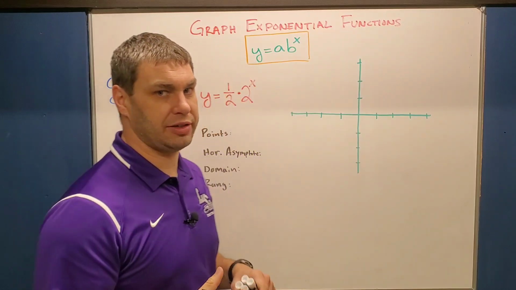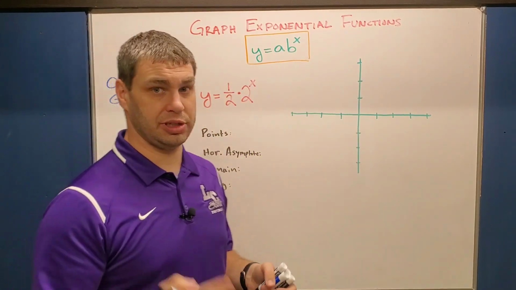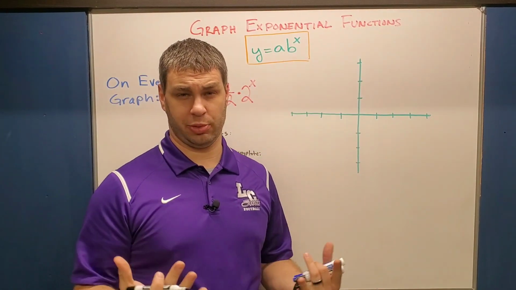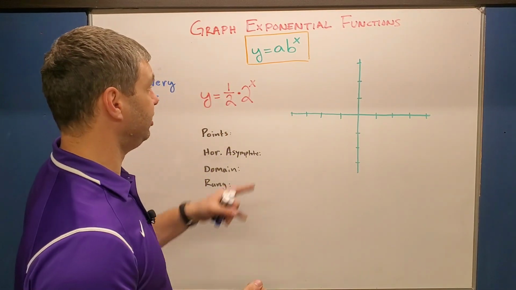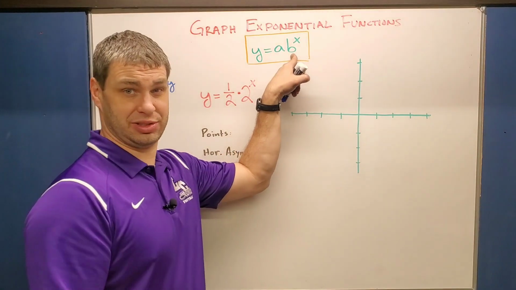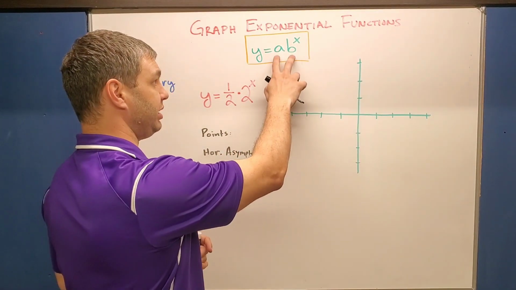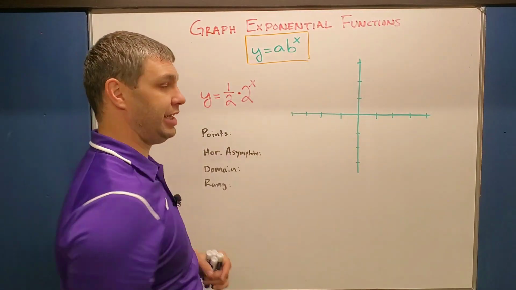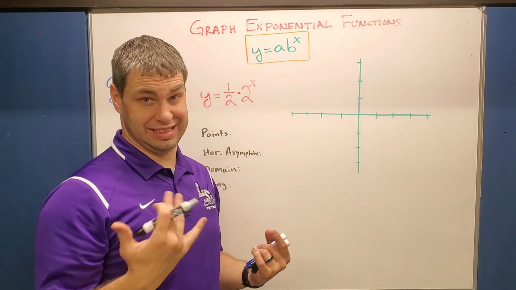In this video, we're going to show you how to graph exponential functions, and we're going to do 4 graphs today. But before we do that, you need to know that an exponential function is written in the form y equals a times b raised to the x. All right? In other words, we're going to have 2 numbers out here, and one of those is going to be raised to a power that has an x in it.